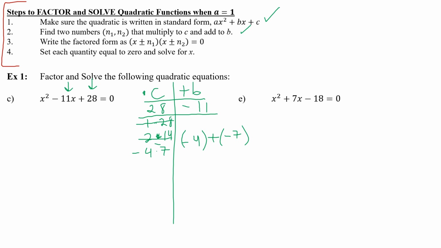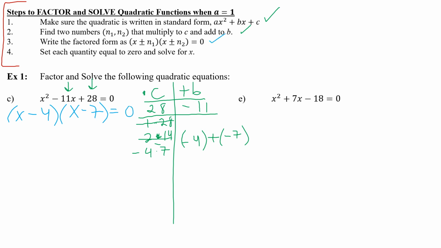Alright, so in step 3, write the factor form as x plus or minus the first number times x plus or minus the second number equal to 0. So we have x minus 4, because it was negative 4, times the quantity x minus 7 is equal to 0. So step 3 is also done.